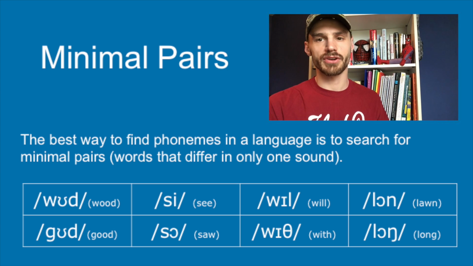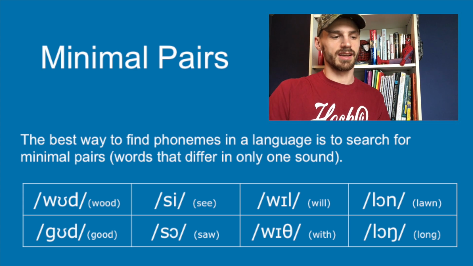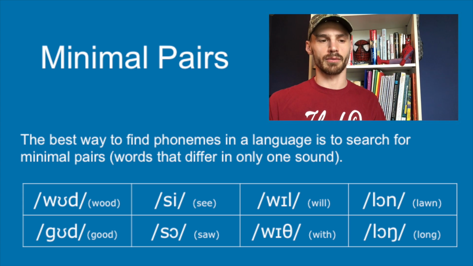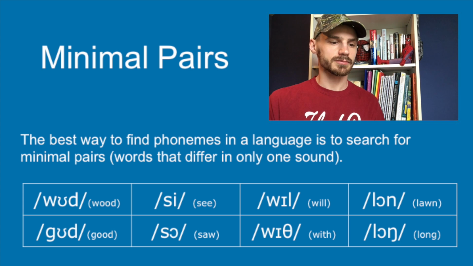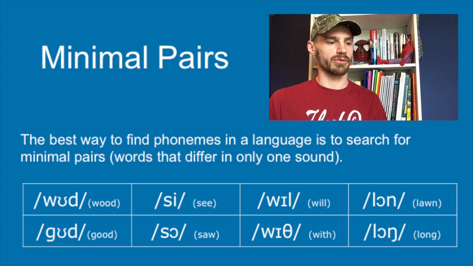So if you're really trying to study the fundamentals of language, you're studying spoken or signed language. All right, now when we're trying to determine what is a phoneme in a language, a useful trick is to look for what we call minimal pairs. A minimal pair is two words that differ in only one sound. So you have the words would and good, which differ only in the first sound. You have the words see and saw, which differ only in the last sound.